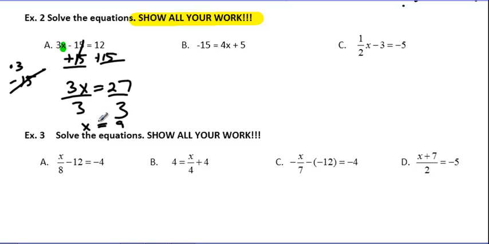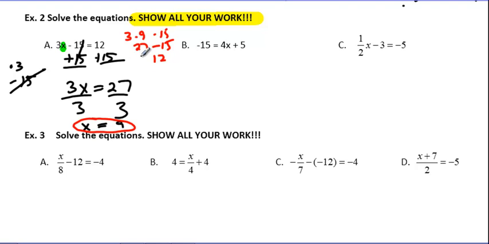Keep in mind, like we said before, it is very easy to check your answer. All you need to do is 3 times 9 minus 15. 3 times 9 is 27. Minus 15 is 12. 12 equals 12. I know I'm right. Checking your answer is something you should be doing.